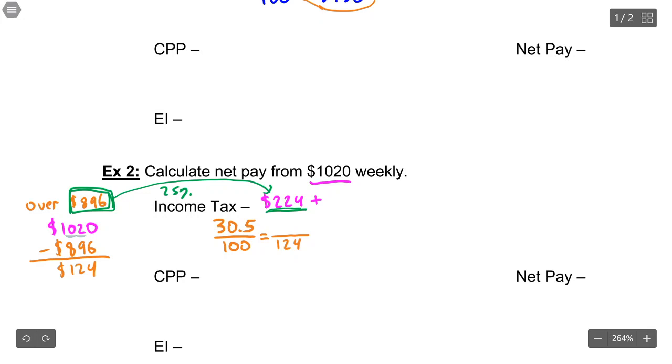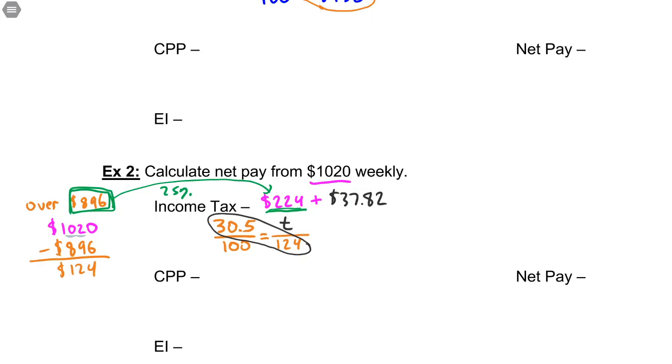And the rest then ends up being, let's call that T, I guess, for taxes. So we cross multiply and divide. And the amount we pay on the rest is $37.82. Add those two together. Let's do taxes in red because no one likes paying taxes. Even though we like getting services, no one wants to pay taxes for them for some reason. But anyway, add those two up and you get $261.82.